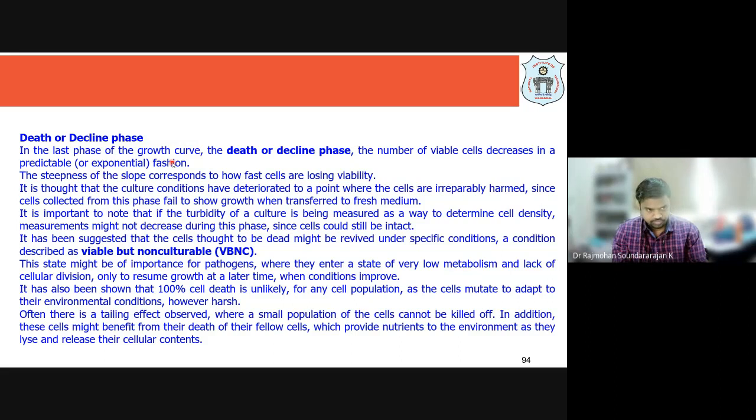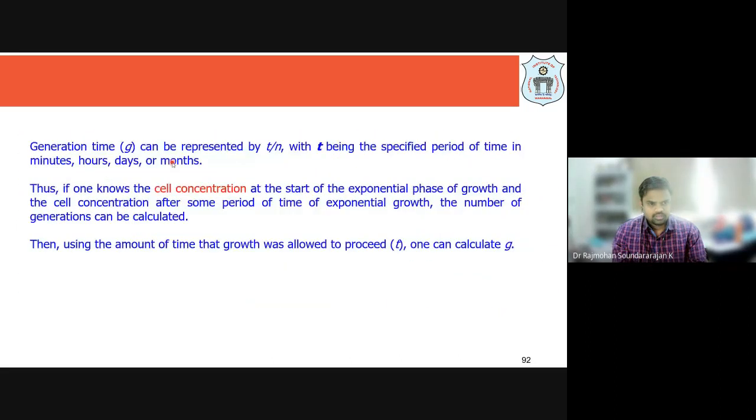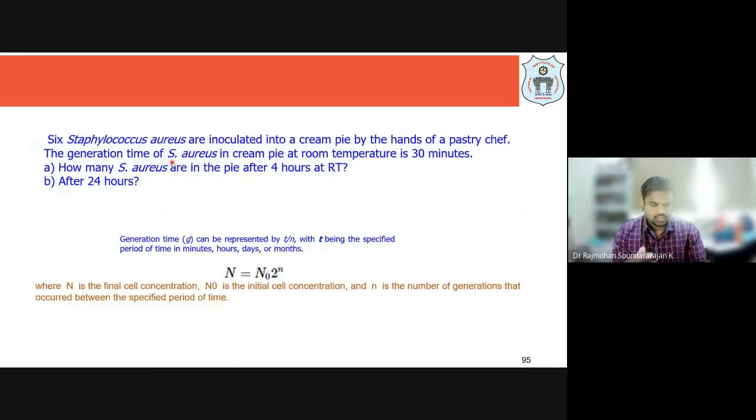Okay, so let's calculate this one, take down this problem.